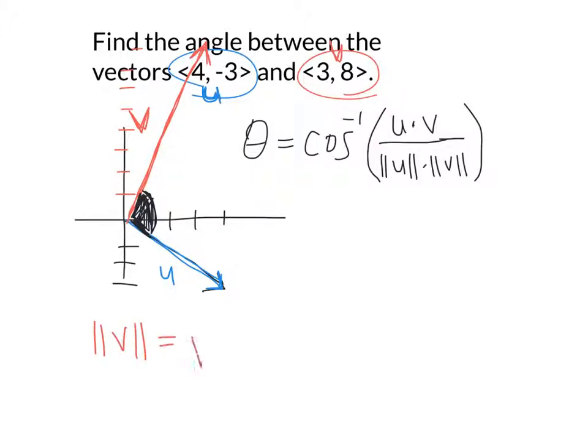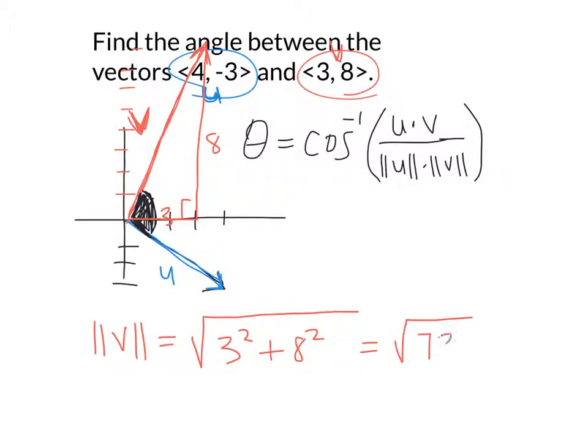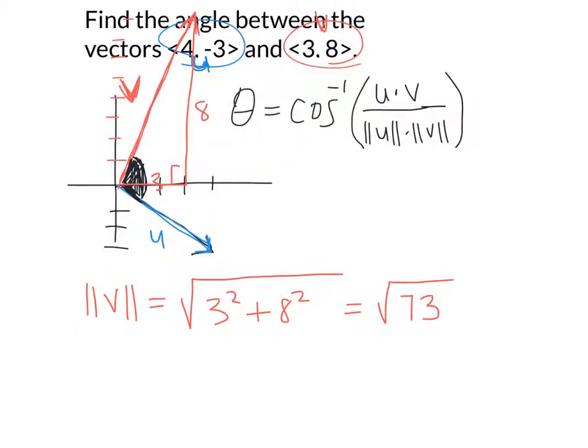So the magnitude of v is found by taking the square root. Basically, we're doing some Pythagoras. It's a Pythagorean theorem of 3 squared plus 8 squared. Okay, because we have a right triangle where this side is 3 and this side is 8, and we're basically looking for the hypotenuse. So 9 and 64 is the square root of 73. So that's the length of v. Sure, you can decimalize it if you want to, but I'm just going to save myself some button pressing and not do it.